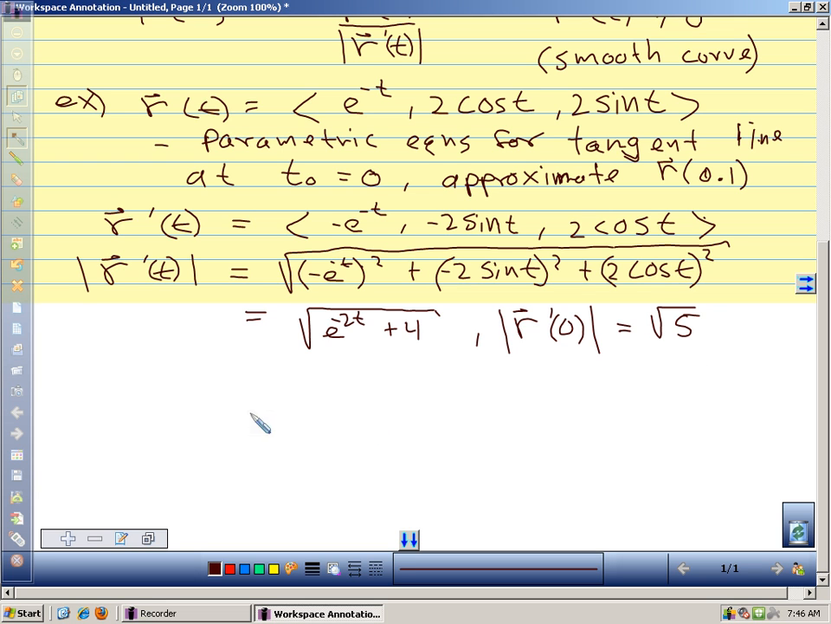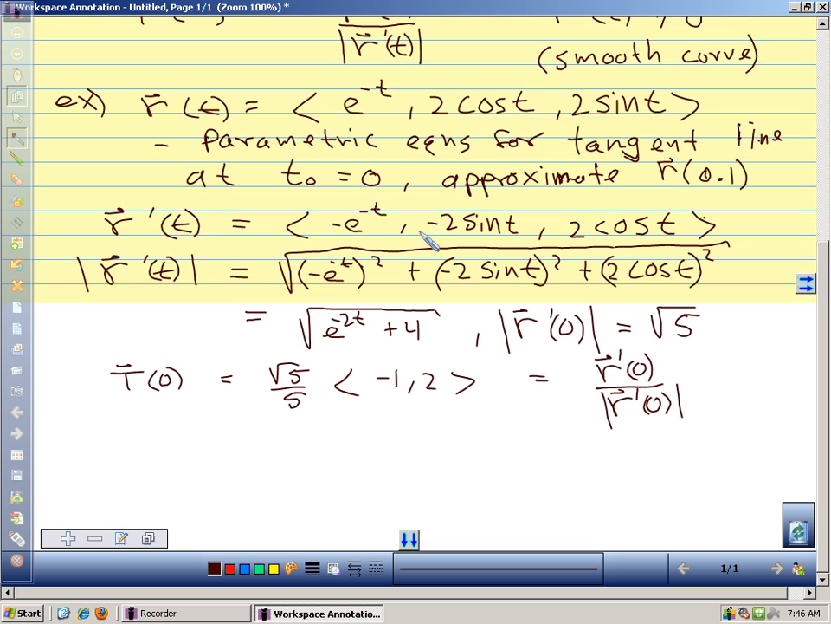And finally, our unit tangent vector at time 0 is r prime of 0 divided by the length of r prime at 0. And that gives us square root of 5 over 5 times negative 1, 2. Our unit tangent vector, I did r prime of 0 divided by the length of r prime at 0.